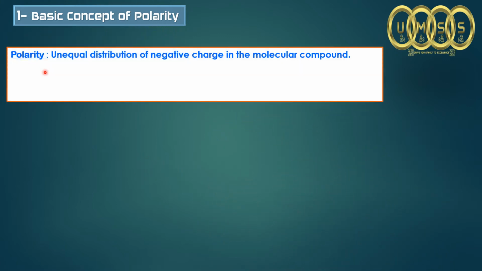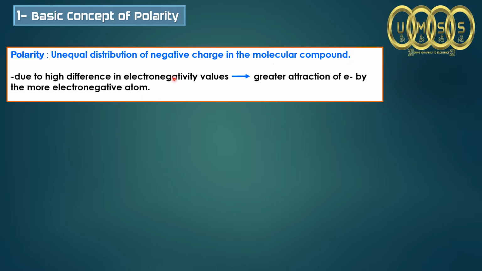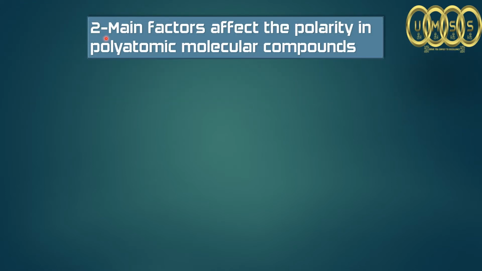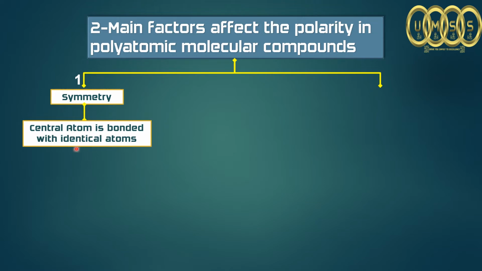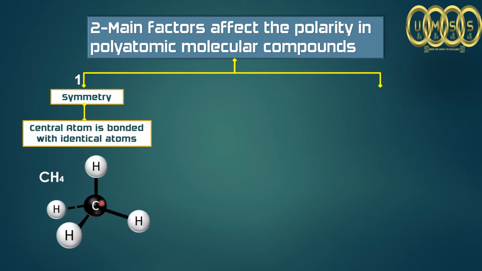Polarity is an unequal distribution of negative charge in the molecular compound due to a high difference of electronegativity values, which will make a greater attraction of electrons by the more electronegative atom. So what are the main factors that affect polarity in polyatomic molecular compounds? Factor 1 is symmetry, which means the central atom is bonded with identical atoms, like the methane molecule CH4, where the carbon atom is bonded with 4 hydrogen atoms.